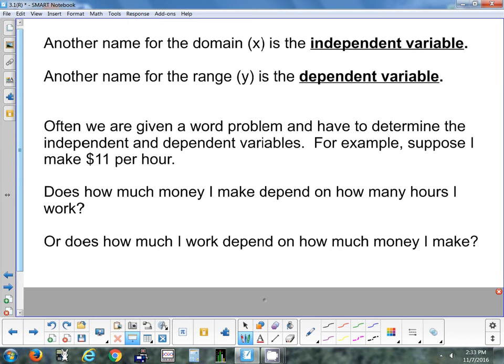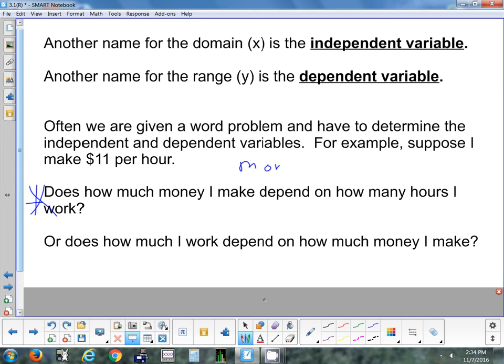Does how much money I make depend on how many hours I work? Or does how much I work depend on how much money I make? Which one of those makes more sense, the first one or the second one? The first one. How much money I make depends on how many hours I work.